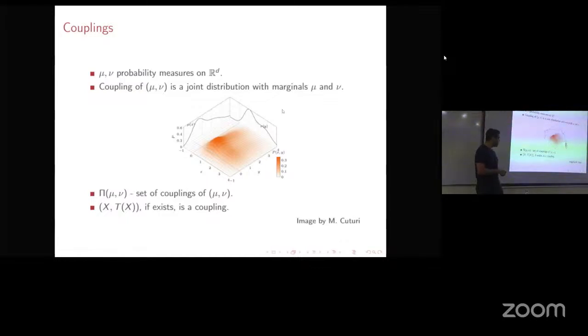Moreover, if there is such a T, so that when X is sampled from mu, T of X is distributed as nu, then (X, T(X)) is actually a coupling. It's a very special coupling, but this is a joint distribution of mu and nu. And now I realize that in the last slide I wrote P and Q, but P and Q are now mu and nu.